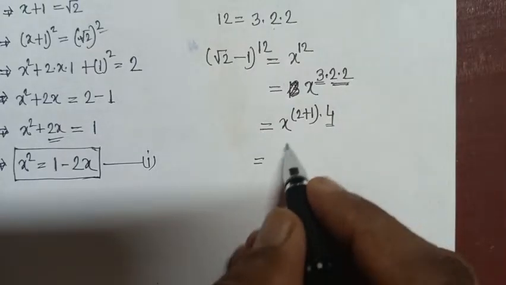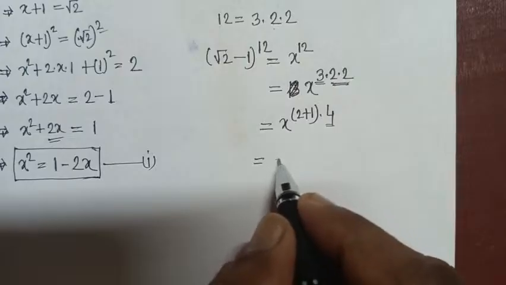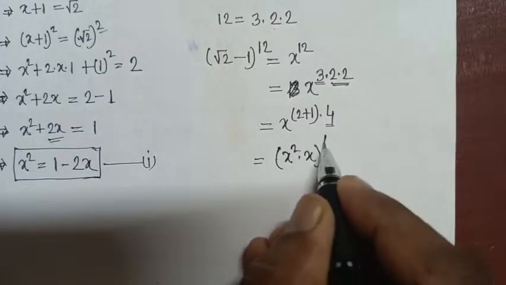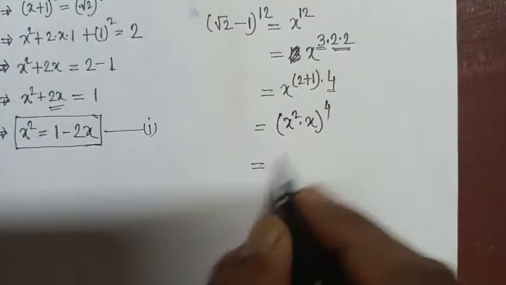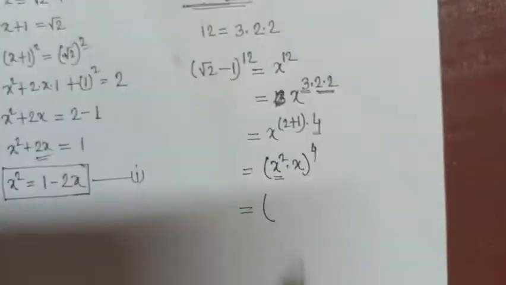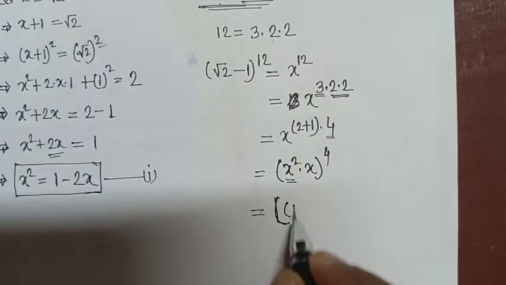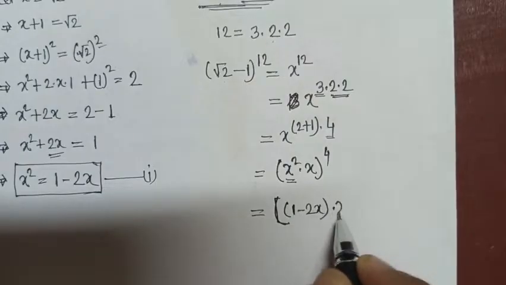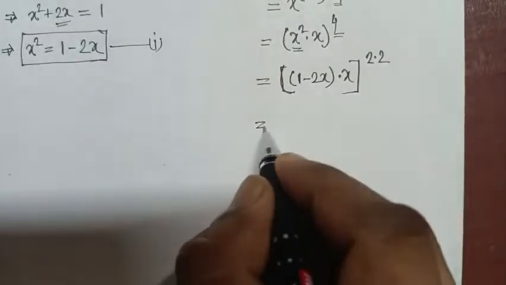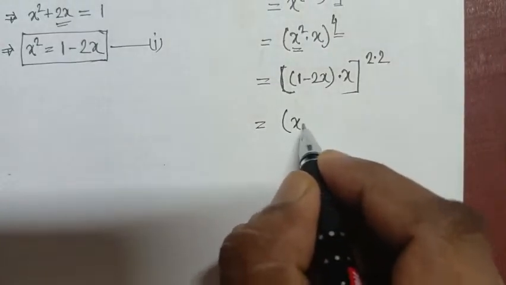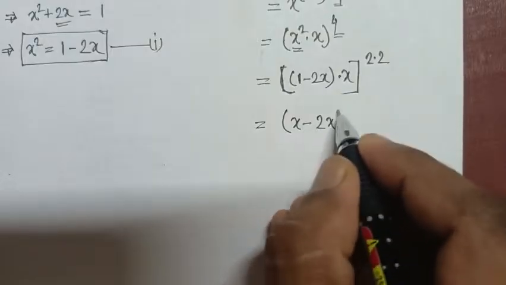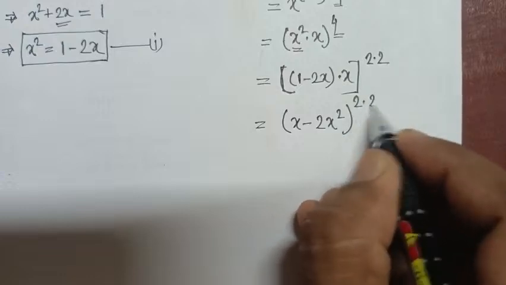So now we can write that x square into x to the power 4, and this x square we can write here as 1 minus 2x. I have just replaced that 1 minus 2x into x, and 4 can be expressed as 2 square. So we can write that x square minus 2 to the power 2, into 2.